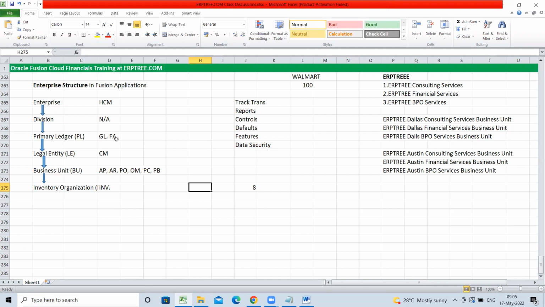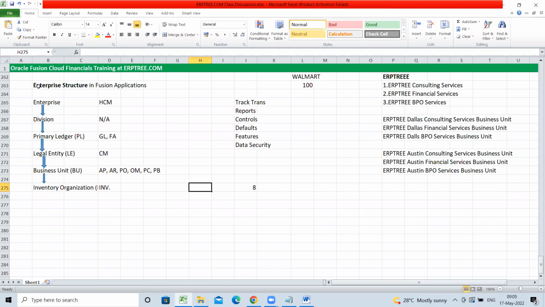Still, you have an option to create the transactions based on your balance and segment value. That is there. Okay, fine. Thank you. Any questions on this point, please?